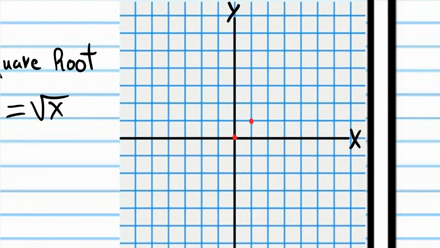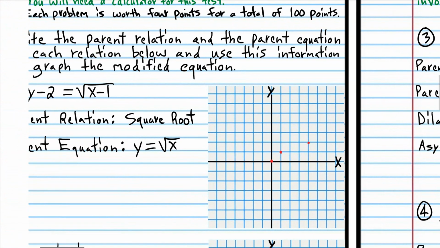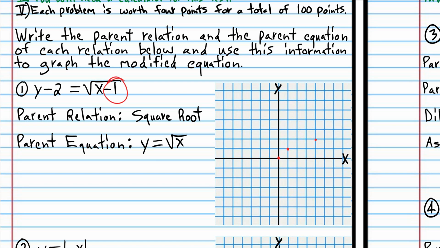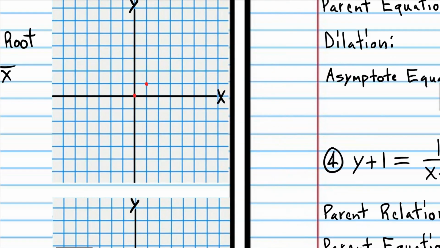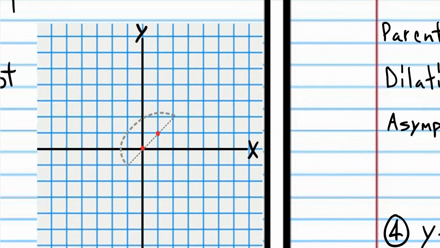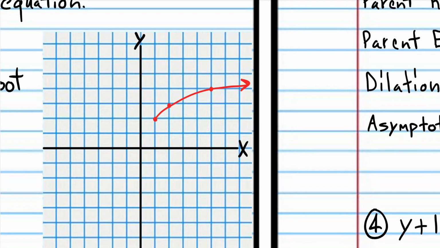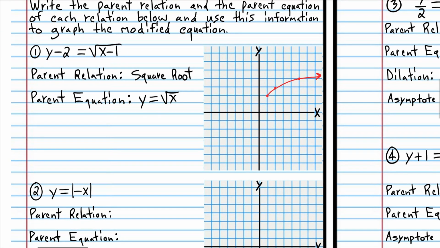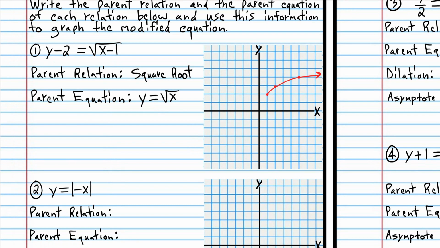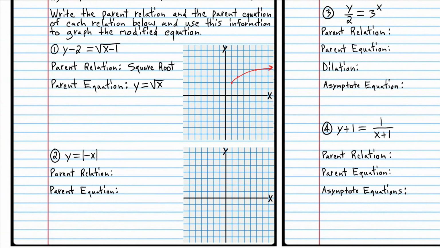You should be very familiar with the parent graph, but we're going to move it 1 unit to the right and 2 units up. So 1 unit to the right, 2 units up, and there you go. Okay, so if you got that one right, good job. Go ahead and try number 2, and when you come back, we'll do it together.